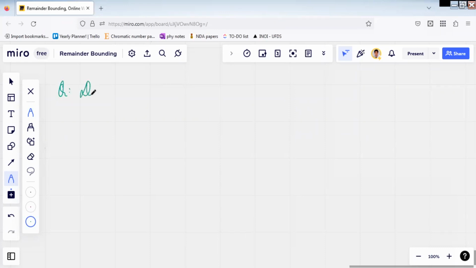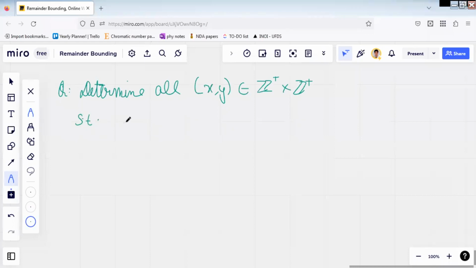Question. Determine all pairs of positive integers such that xy square plus y plus 7 divides x square y plus x plus y. Take 2-3 minutes to try this problem, and if you have any idea, just speak up.